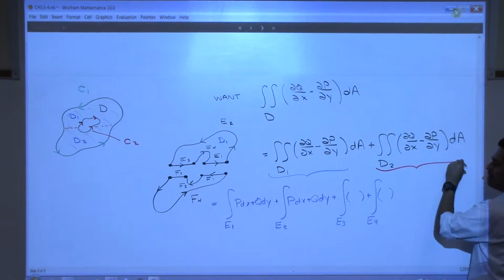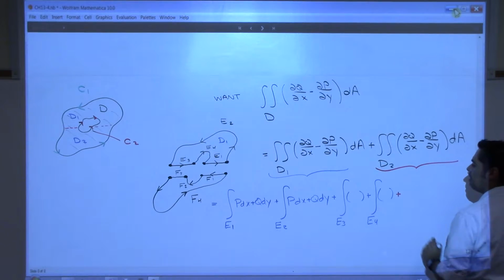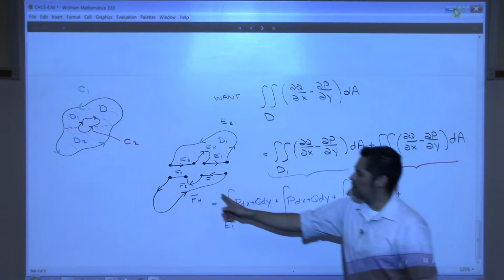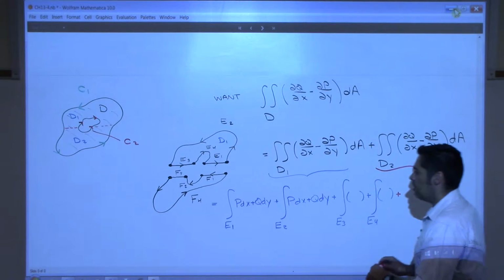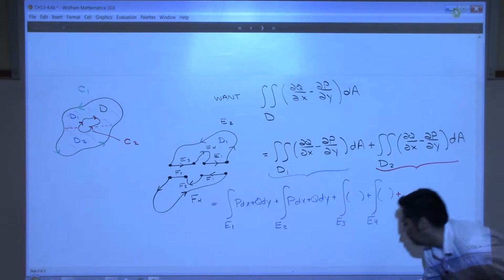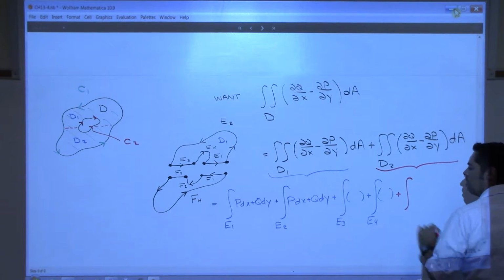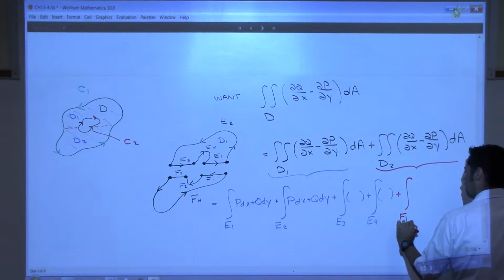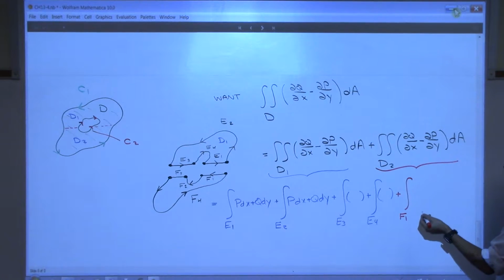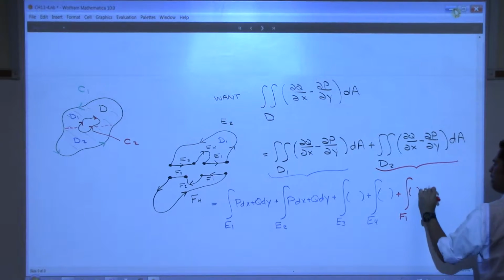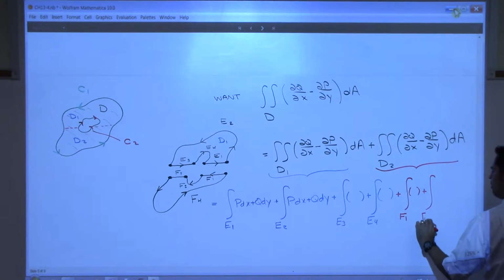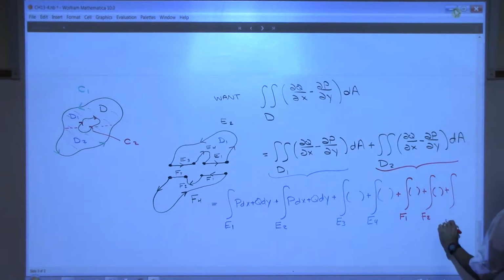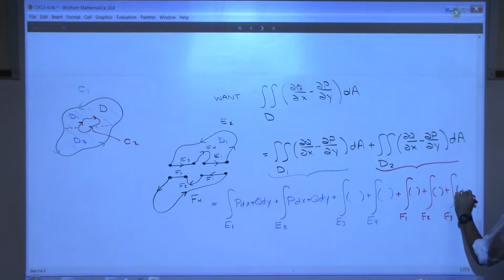Plus this one, which should be, now I'm moving around D2. Here's D2. It's positively oriented, right? So I move around that one. And when I move around that one, I'm going to have line integral over what? Let's start at F1, okay? F1 of the same thing, right? P dx plus Q dy. So blah plus what? F2 blah plus F3 blah plus F4 blah. Yes? Everyone agree with this?